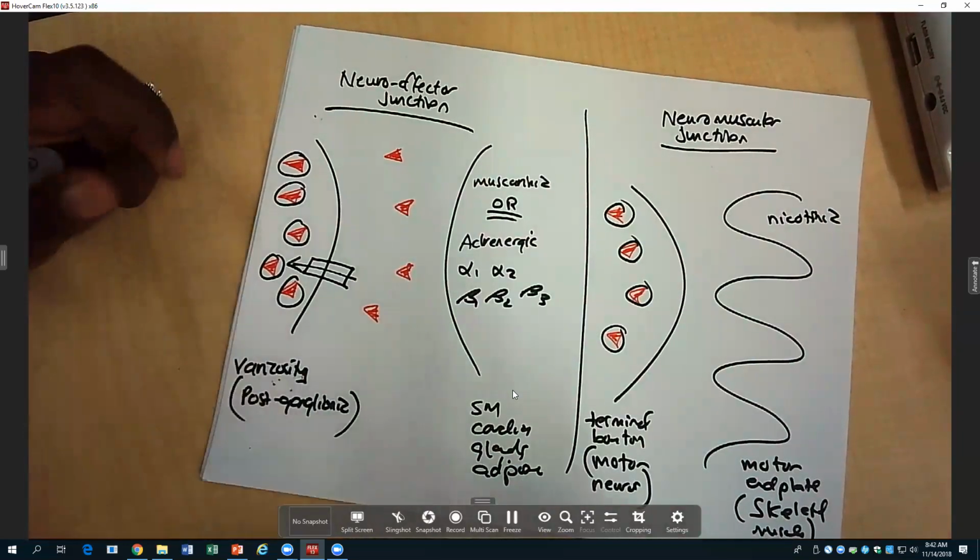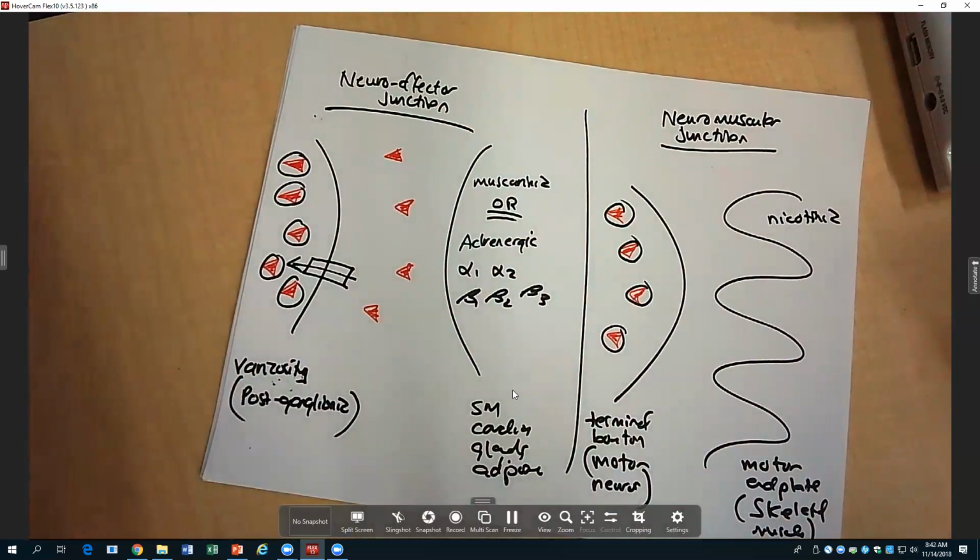Okay. Now, just to wrap up really quickly, we also talked about an enzyme, acetylcholinesterase, that was going to break down excess acetylcholine at the junction and return choline back into the varicosity or the terminal bouton, and acetate would float away. Okay.